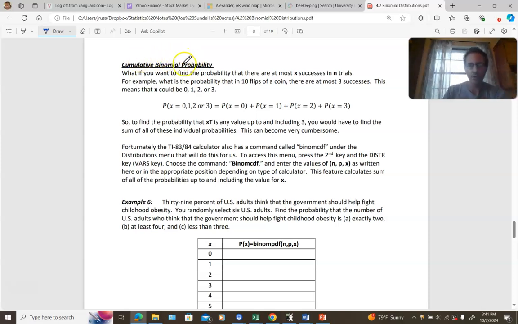Okay, so cumulative binomial probability. So think of the word accumulate. You know, if you're accumulating wealth, that means you're adding it up, right? You're just kind of accumulating it. So what if you want to find the probability that there are at most x successes in n trials? So we just saw an example of that, didn't we? So for example, what is the probability that in 10 flips of a coin there are at most 3 successes? So this just means what's the probability that x is either 0 or 1 or 2 or 3, okay?